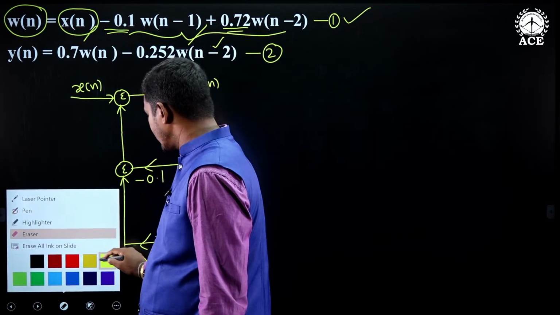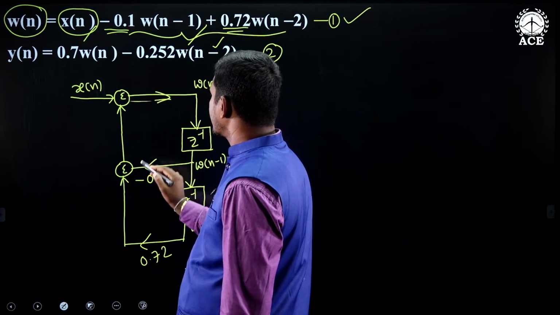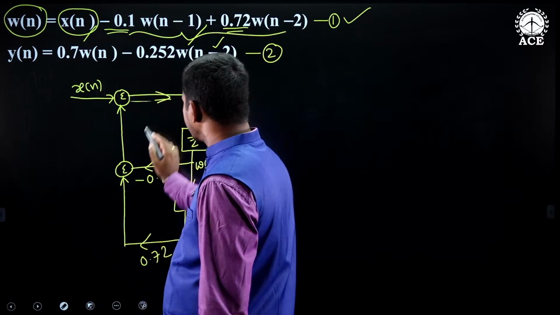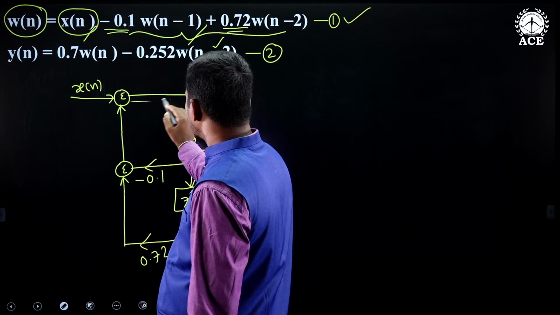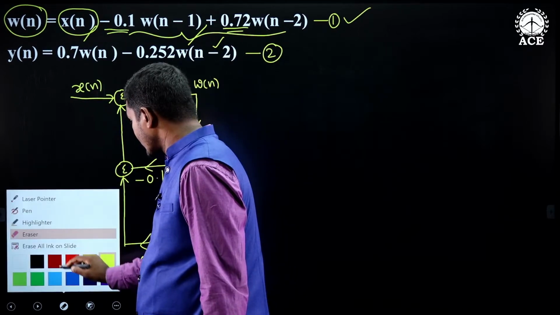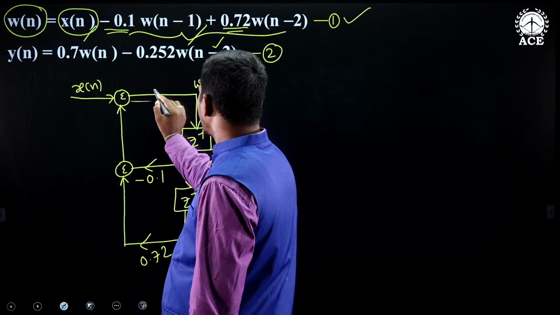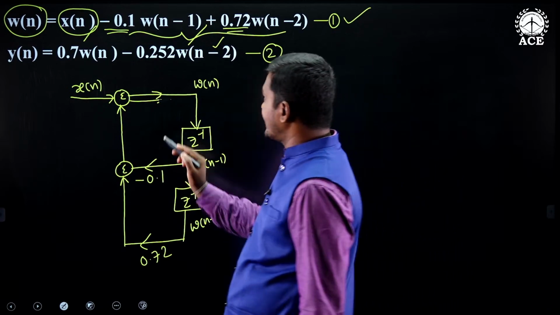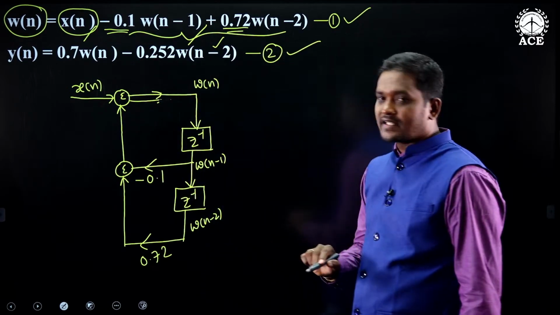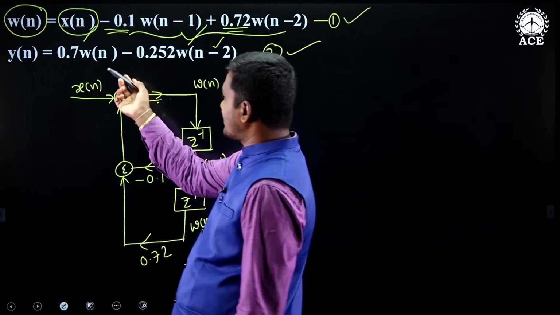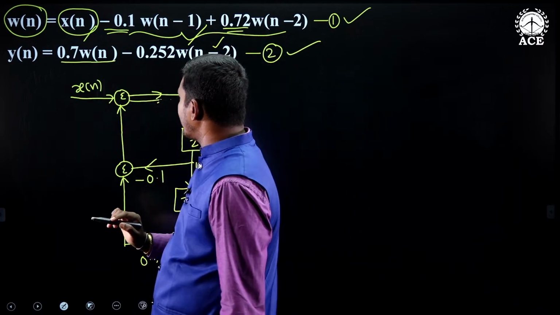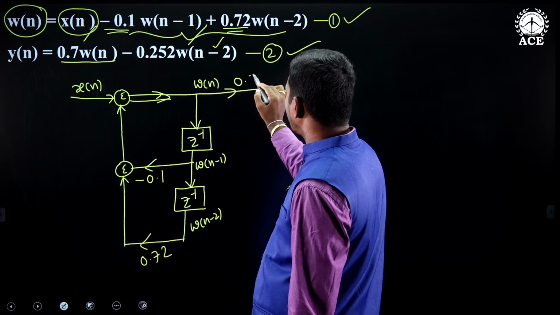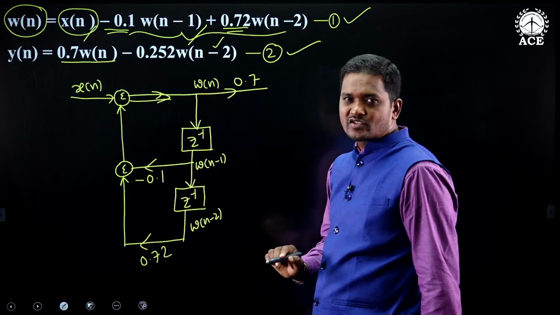Now this part is over. Next, we need to realize the second equation. What is the second equation? It is very easy. 0.7 into W of n. W of n is here, so 0.7 we need to multiply. Now 0.7 W of n is over.